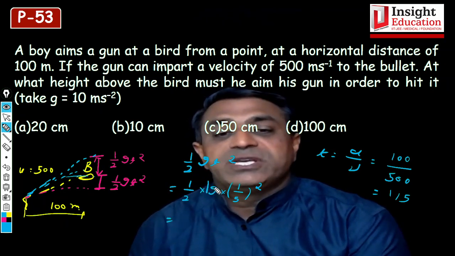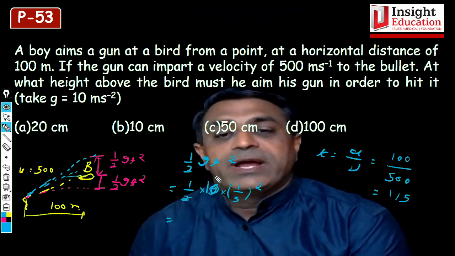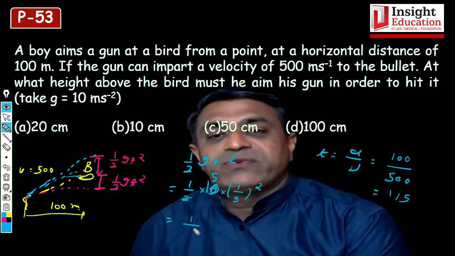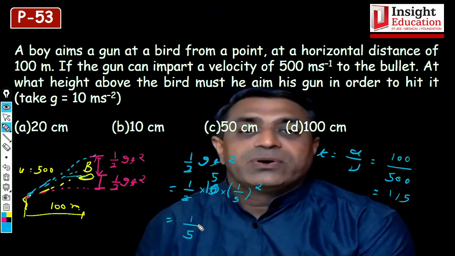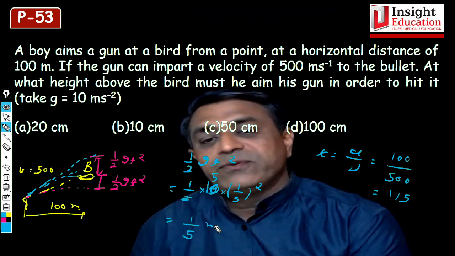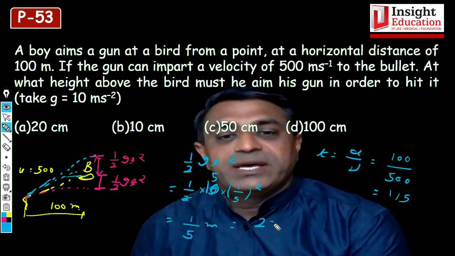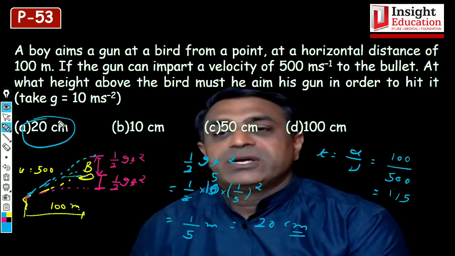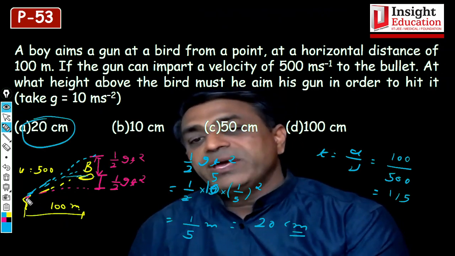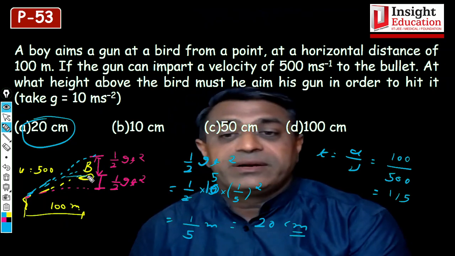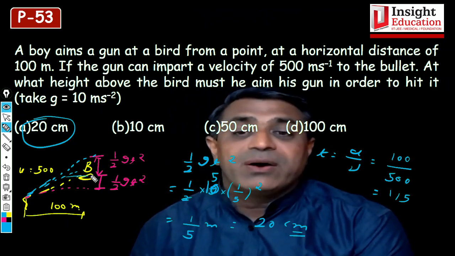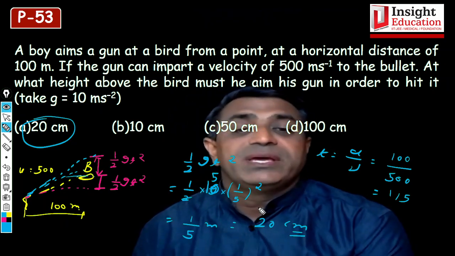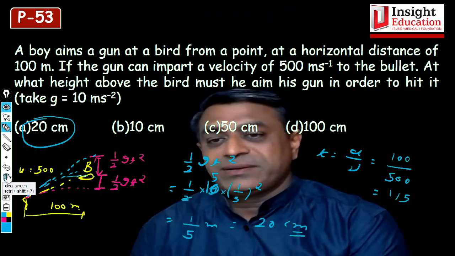Write down g is equal to 10. So now 5, 1/5, okay, so this is equal to 1/5 meter. So you can say 20 centimeter. The answer is 20 centimeter. So the boy has to target the gun or bullet above the bird, and the distance should be 20 centimeter.